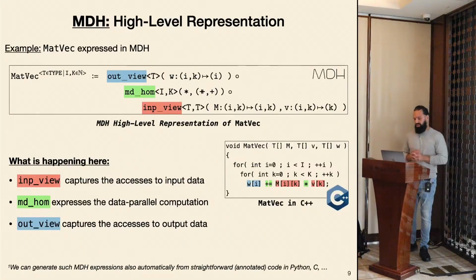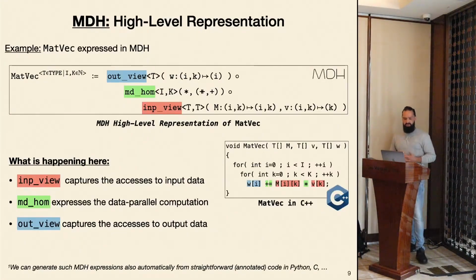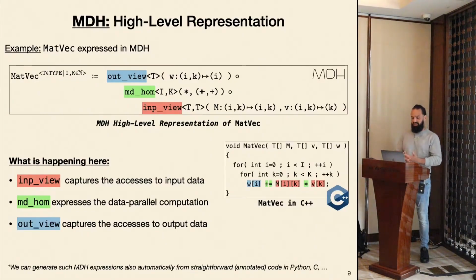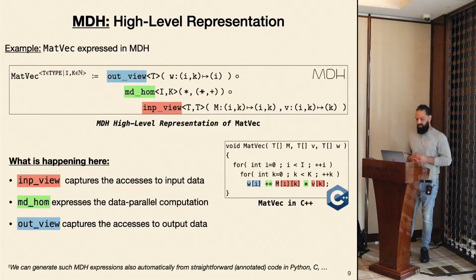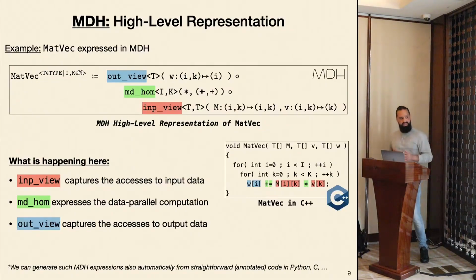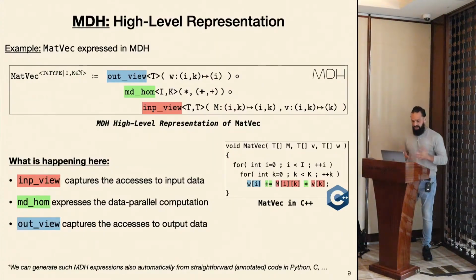Okay, how does it look for a very simple but, I think, still illustrative example like matrix vector multiplication? On the top of the slide you can see how matrix vector multiplication is expressed in the MDH formal high-level program representation. On the right side you have a straightforward C program that's completely equivalent to the expression that you can see here on the top. Parts that correspond to each other are highlighted in the same color. And yeah, what's happening here?